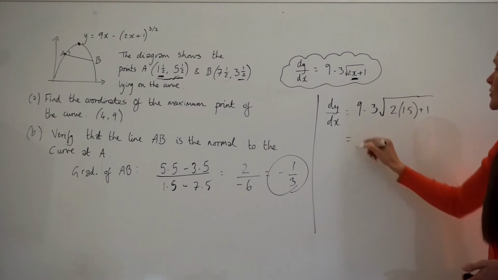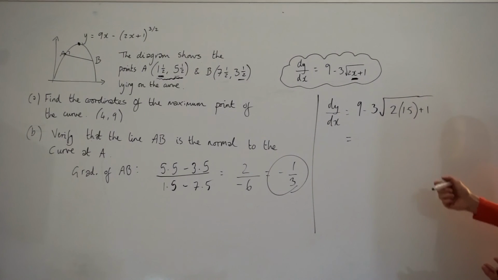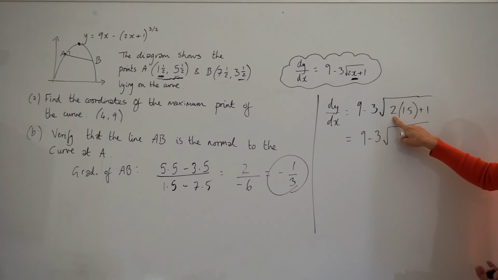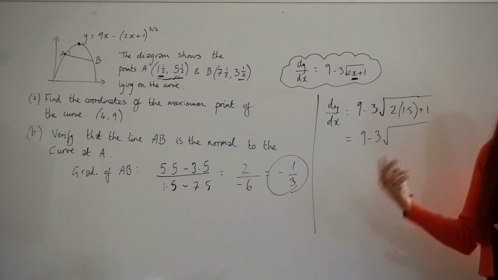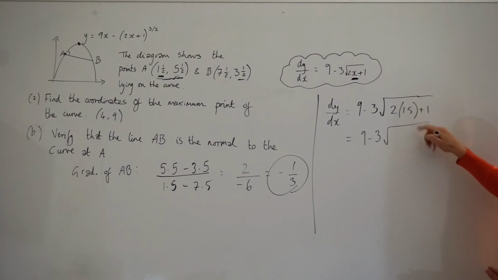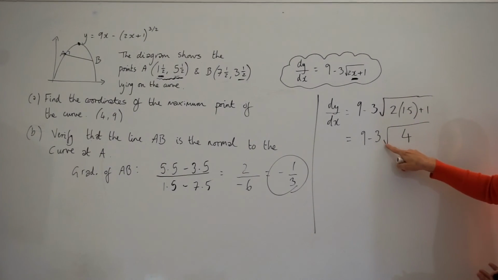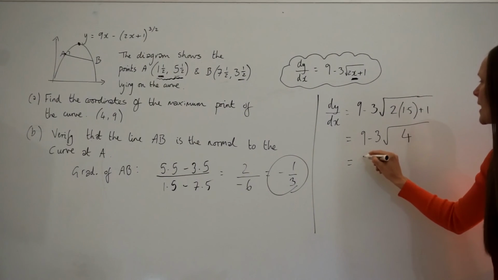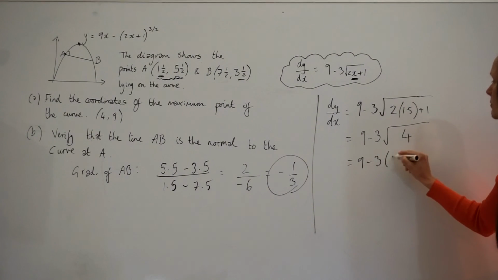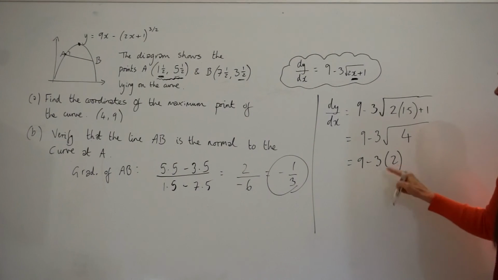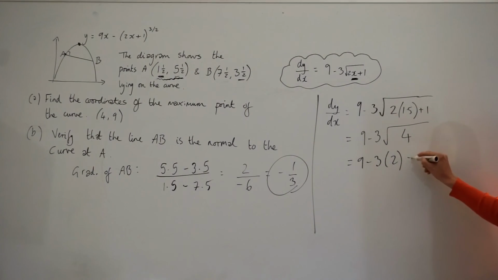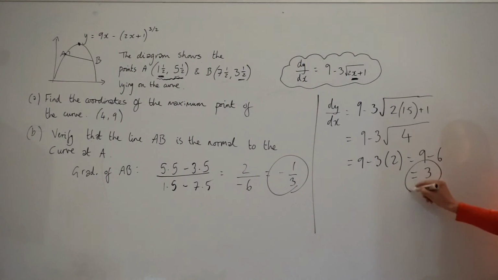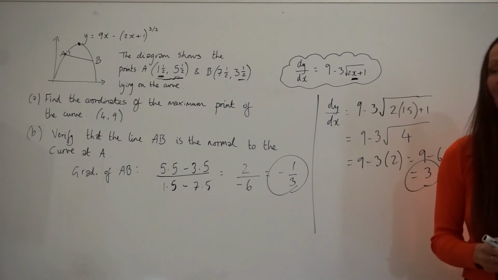Okay, and now I'm just going to calculate this. So inside the square root symbol, we've got 2 multiplied by 1.5, which is 3, and then we're adding 1 to get 4. Now, you know what the square root of 4 is. The square root of 4 is 2. So we have 9 minus 3 multiplied by 2. 3 multiplied by 2 is 6. So it's 9 take away 6, which is 3. So that is the gradient of the curve at point A.